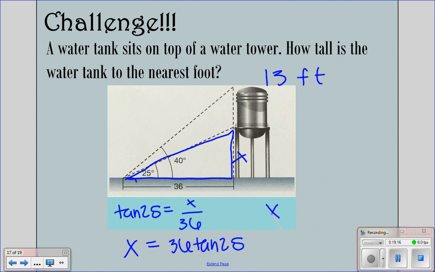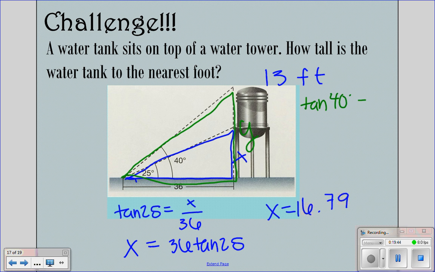And if you plug that into your calculator, you should get 16.79. Okay, now I'm going to change to green, and I'm going to do this bigger triangle. So if you use this big triangle, and I'm going to label its height y, and again we're going to do tangent, but the angle on it is 40, and so I have tangent of 40 equals y over 36. So if you multiply by 36, you're going to have y equals 36 tangent of 40.